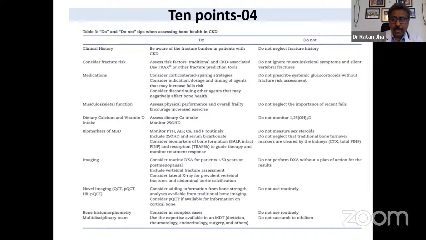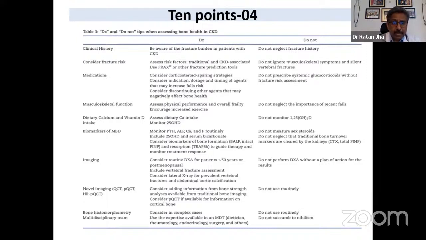But we should not neglect the traditional bone turnover markers that we commonly do: calcium, phosphorus, PTH, and vitamin D. We should not use the markers available in the market like CTX and total PINP, which are interfered with by kidney disease and may give a misleading report of high turnover.